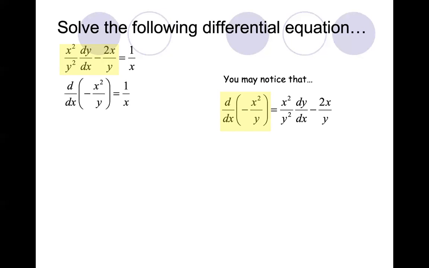So you have d/dx of negative x squared over y should be 1 over x. And so negative x squared over y should be the integral of 1 over x plus c, which is ln x plus c. If you have initial conditions, you substitute. If there are no initial conditions, then your problem remains as it is. So any initial conditions there are substituted.